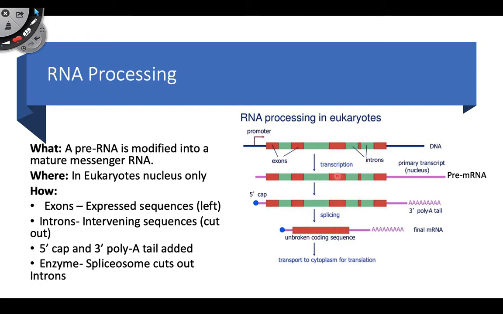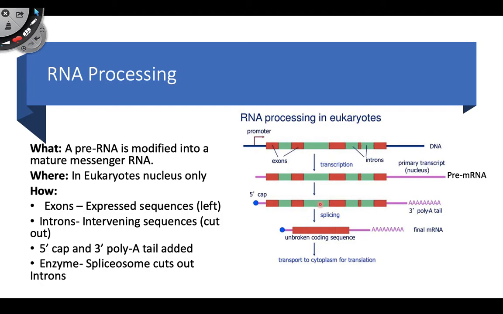And then we see that these green segments, or introns, are intervening sequences that do not need to be there. They're kind of just messing up the sequence, if you want to think of it that way. So they need to be cut out, and they're actually cut or spliced by an enzyme called spliceosome.